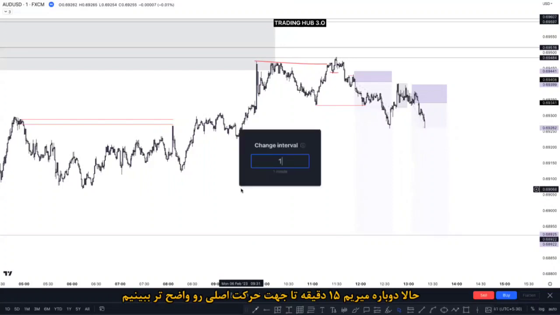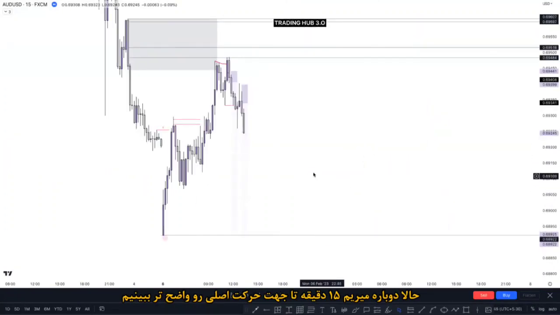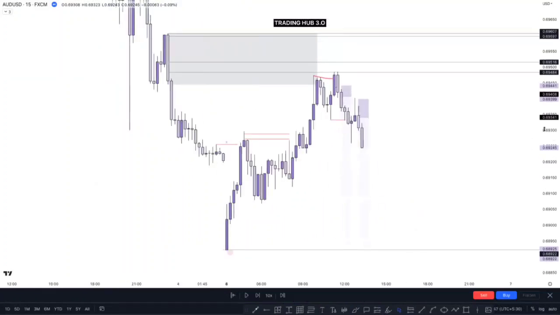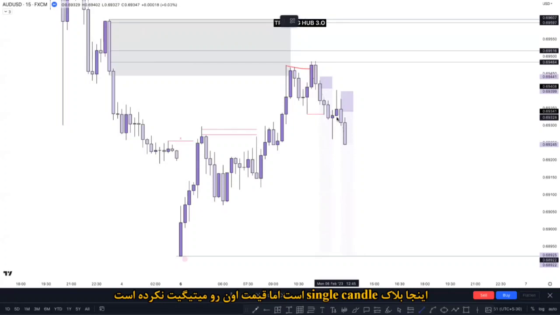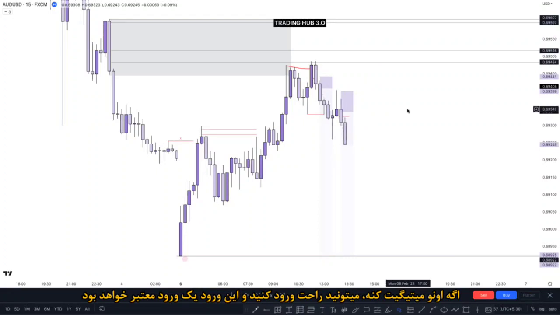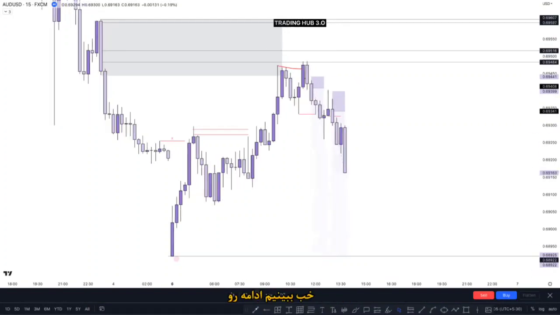Now again, switch here to a 15-minute time frame to see exactly what is happening here. Look at this picture here. This is our single candle order block, right? But the market did not mitigate this one. If the market mitigates this one, you can definitely take entry. And this one is also a valid setup here for the sell, right? Now let's see what happened next here.